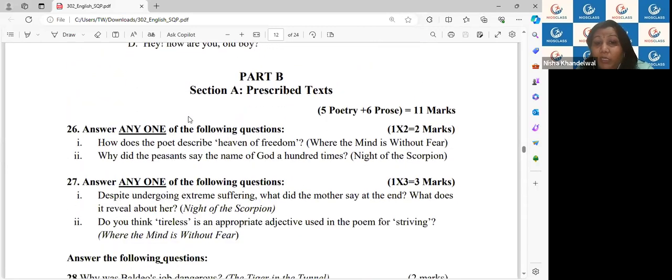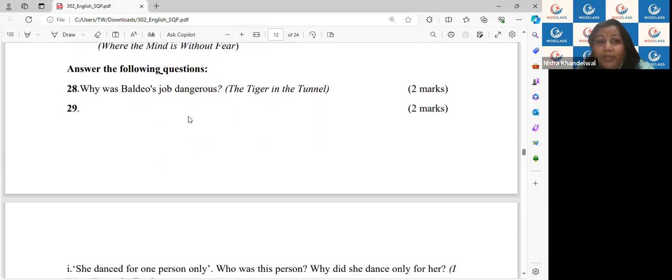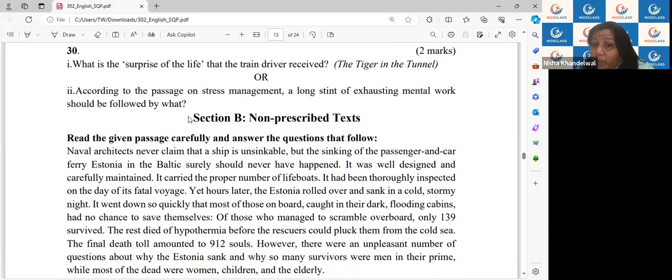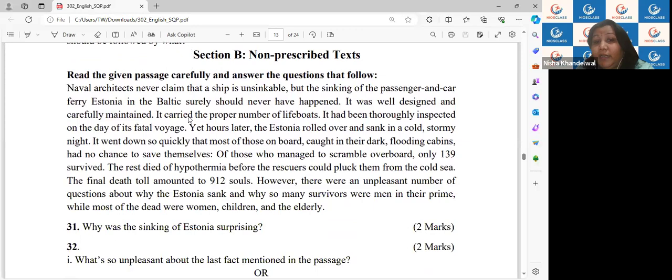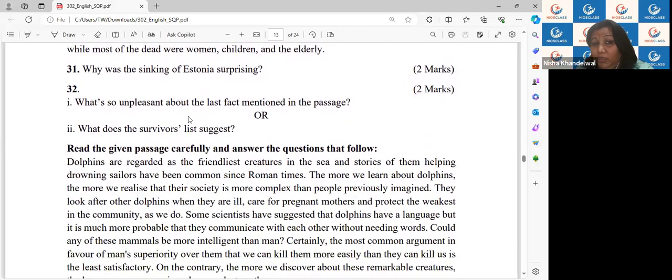Now part B. Now this is the real paper which you need to do. Now you can check how many questions, any one. Do read the instruction very carefully that it is saying any one question. If you know both of the questions, then do whichever is easier or whichever is perfect. So any one is to be written, and then the following questions, you need to do all. Then non-prescribed text. Again, it was a passage. Then you are going to write the answers only.